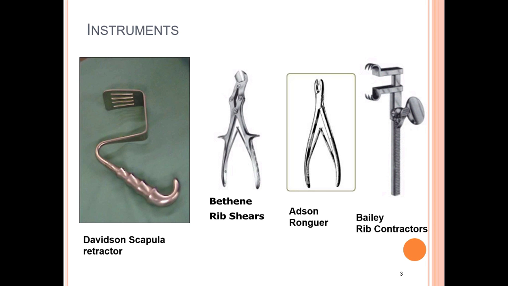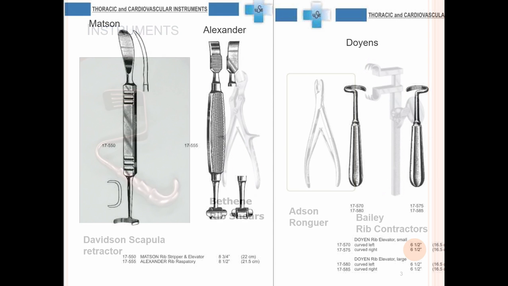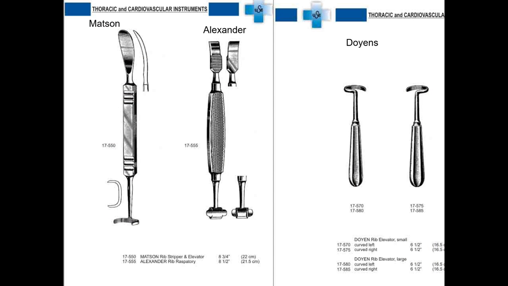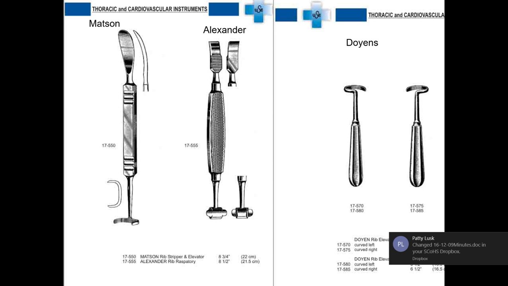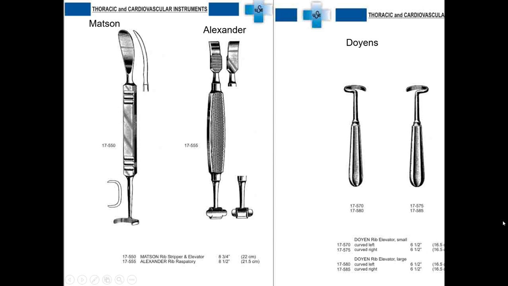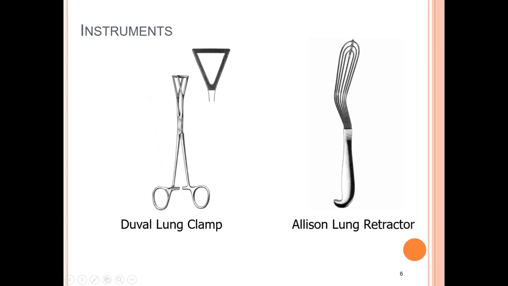The Davidson scapular retractor is used to separate the shoulder muscles. The Bethune rib shears are used to cut the ribs. The Adson or other rongeurs are used to trim the ribs. And the rib contractor is a closing retractor used to approximate the ribs. The Matson, Alexander, and Doyens are all thoracic elevators which are used to free periosteum from the ribs. The Duval clamp and the Allison retractor are also commonly used on the lungs.